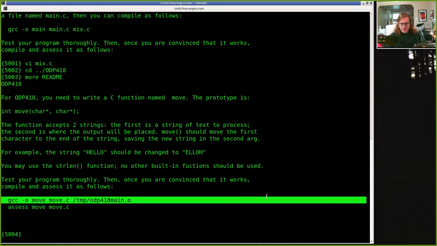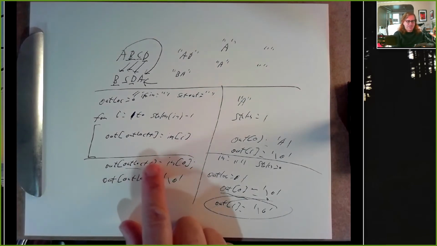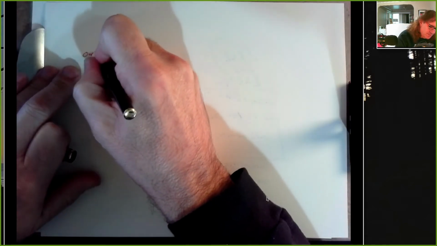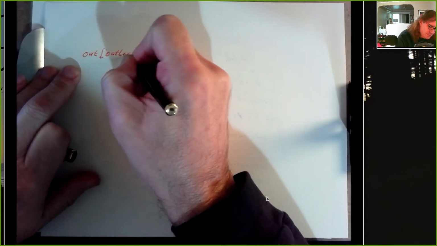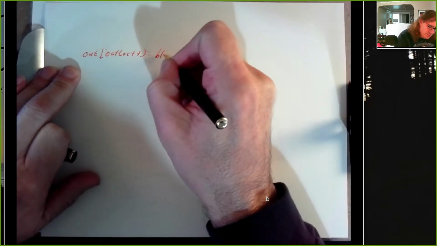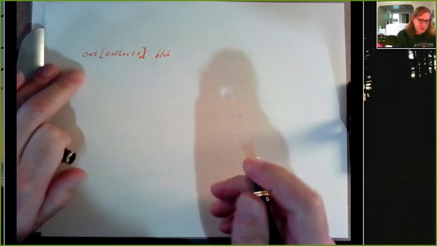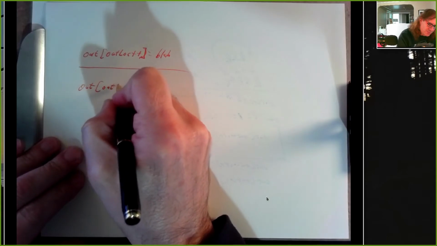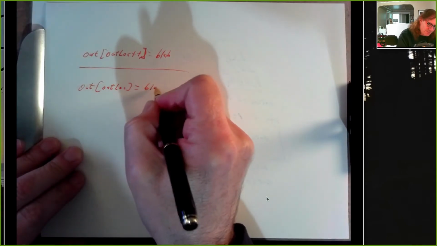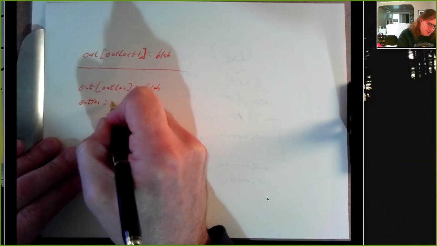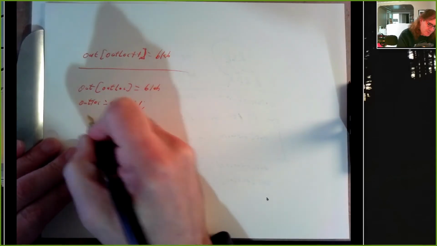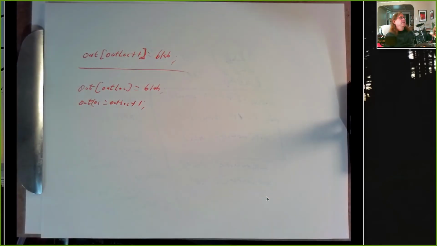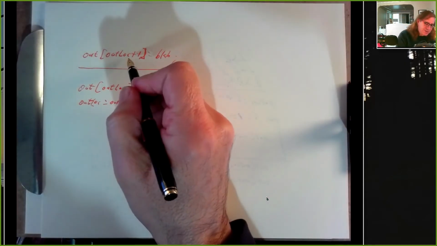Why use outloc++ inside the brackets? So, general notion. Saying out[outloc++] equals blah is the same thing as doing this: out[outloc] equals blah, then outloc equals outloc + 1. So it's saying go ahead and use the current value of outloc, but after you're done using that, go ahead and increment it.